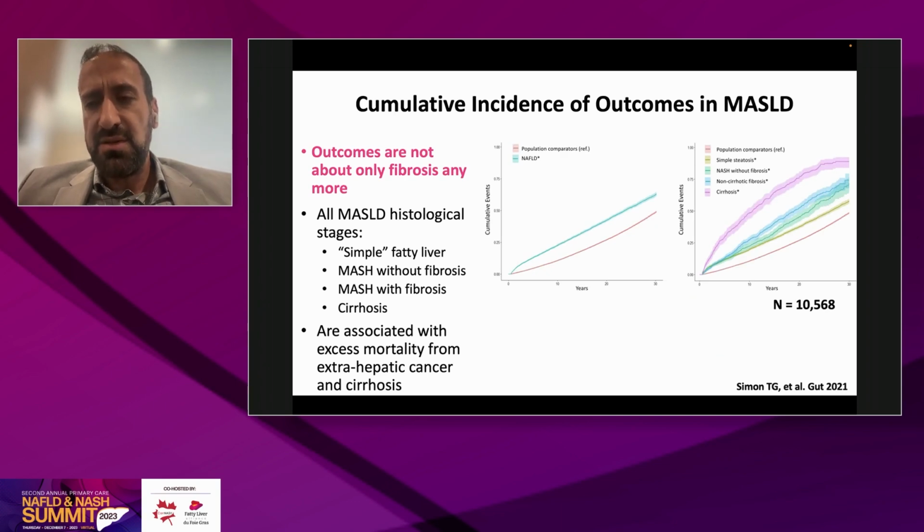And then they also looked at the severity of MASLD, and they showed a progressive increase in mortality from those with simple steatosis to patients with MASH without fibrosis to those with fibrosis. And then the highest mortality was in patients with cirrhosis.